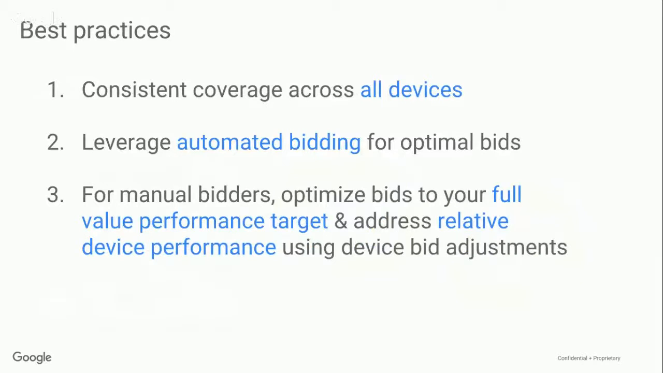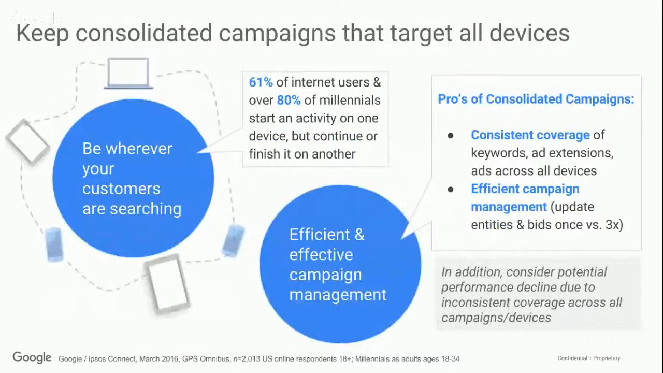In terms of this change, we have three best practices that we want you to apply. And I'll cover each of these more in the next few slides. First is consistent coverage across all devices. Second, leverage automated bidding for optimal bids. And third, for manual bidding, optimize your bids to your full value performance targets and address your bid adjustments based on relative device performance. So let's dive deeper into the first best practice.